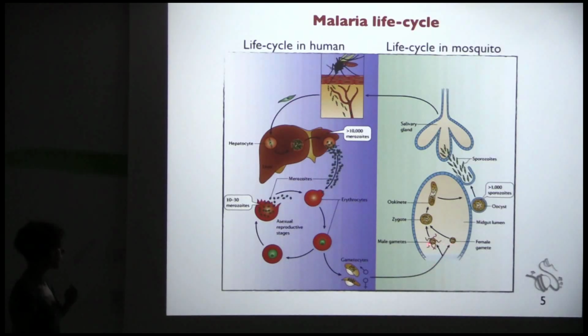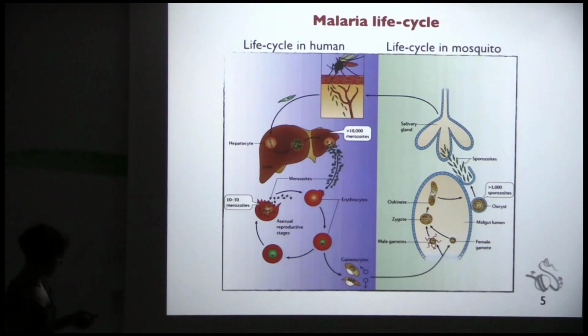These gametocytes differentiate into gametes that fuse and form the zygote. This zygote converts to a motile form that goes to the midgut epithelium of the mosquito, and then this forms a kind of cyst that is called an oocyst, and there is a lot of multiplication here, and it differentiates into the sporozoites that go to the salivary glands and then close the cycle again.